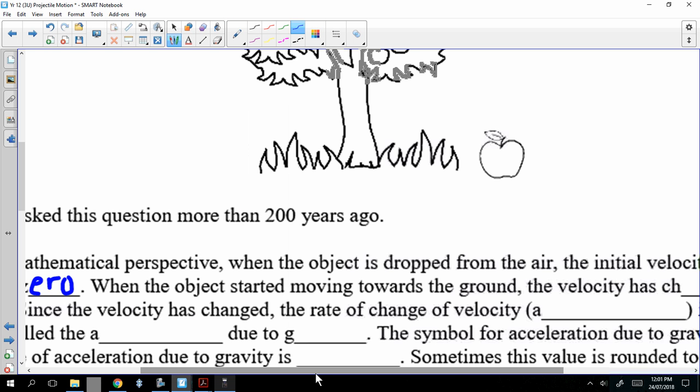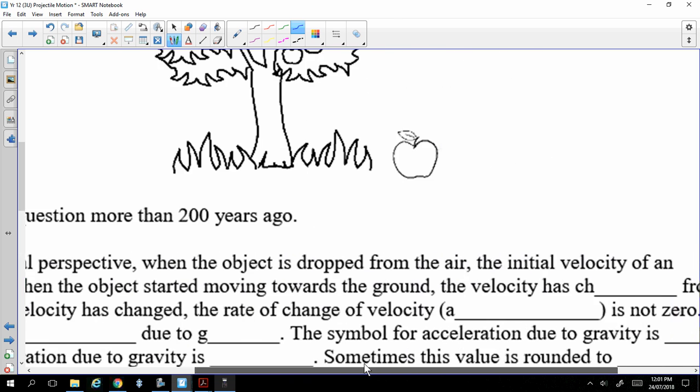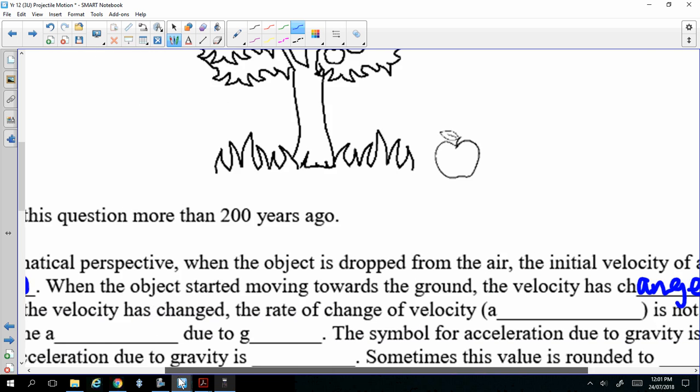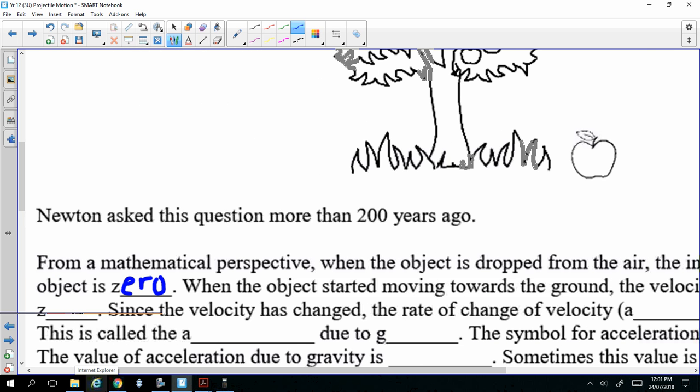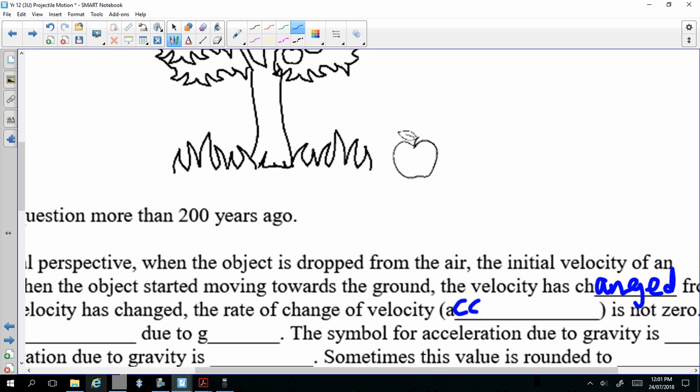So when the object is dropped from the air, the initial velocity is 0. When the object starts moving towards the ground, the velocity has changed. Now, how does it change? It changes from 0. And since the velocity has changed, the rate of change of velocity, which is called acceleration, is not 0.